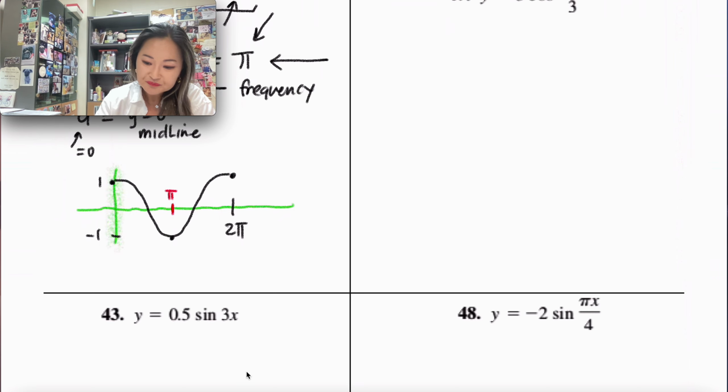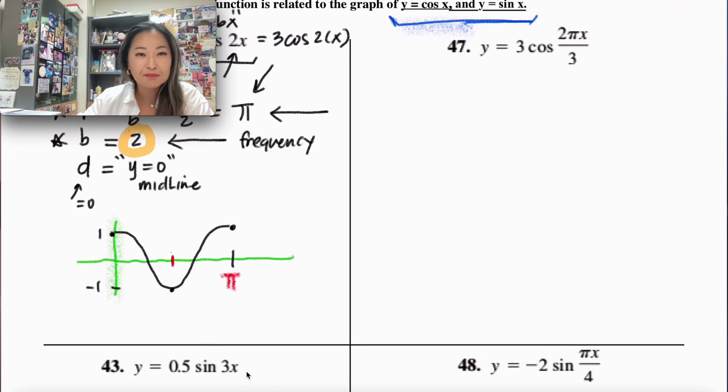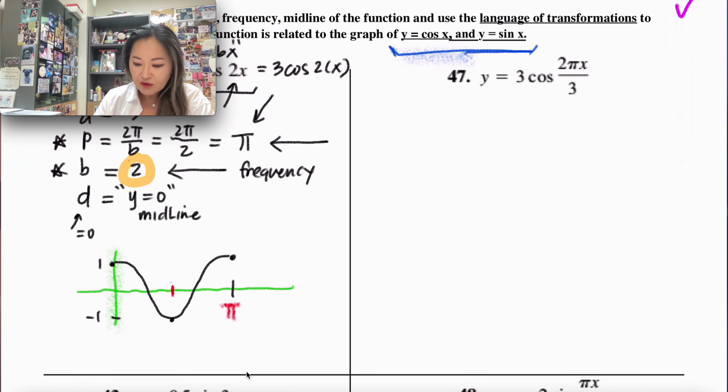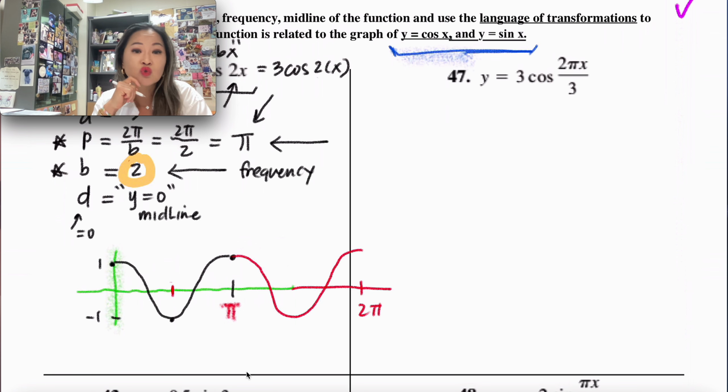Let's actually do it this way. I think it's going to be easier. Watch this. In 1 pi, the one cycle was completed. But if I were to stretch this graph out, that means in 2 pi, it's going to happen twice. There are 2 cycles. It happens twice in just 2 pi. That's what that's saying.